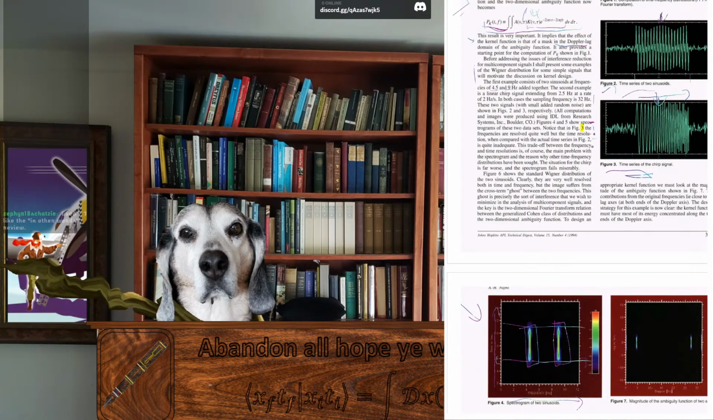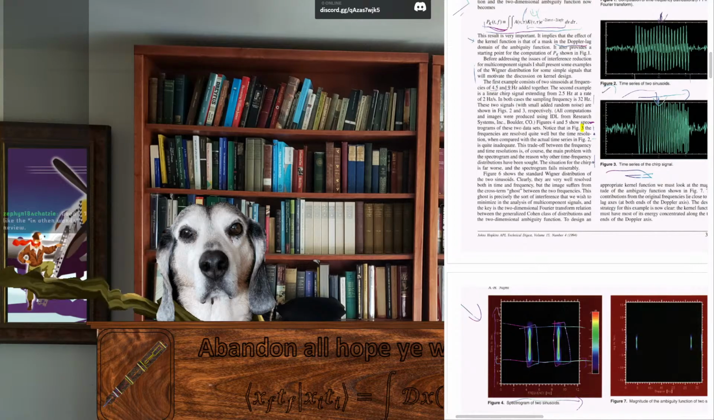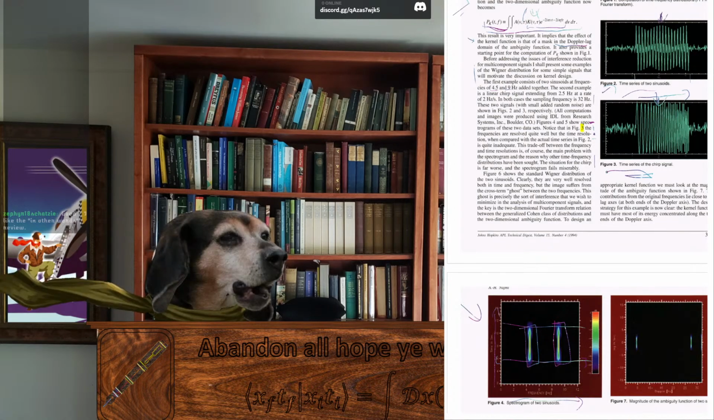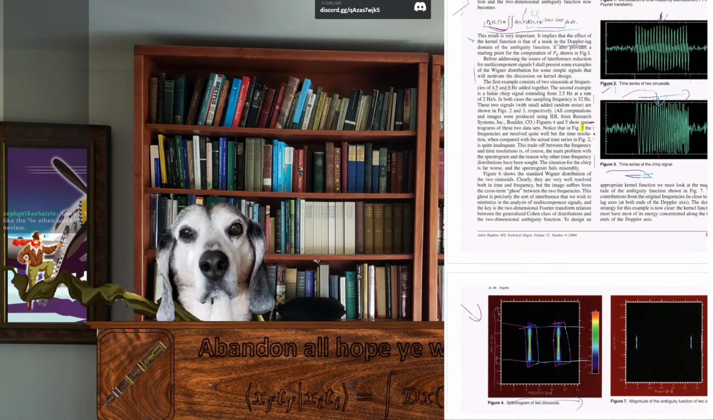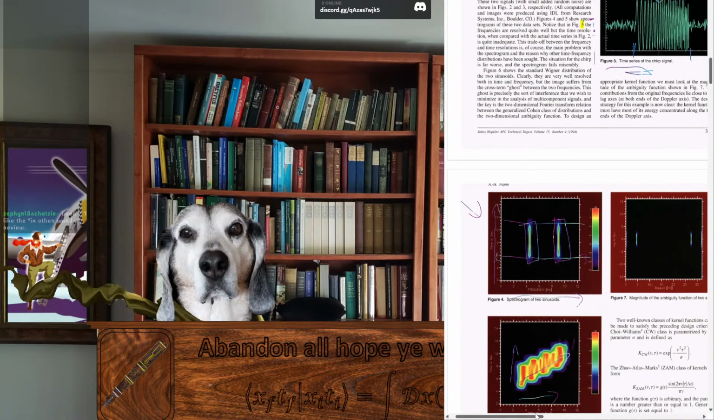This trade-off between frequency and time resolution is, of course, the main problem with the spectrogram, the reason why other time frequency distributions have been sought. So again, this is the core contest between them. The situation for the chirp is far worse. The spectrogram fails miserably. If you look at the time series, it starts right here and it ends right here. It's pretty easy to see exactly where it starts and ends, and this is a bloody mess. This is a bit wacky.